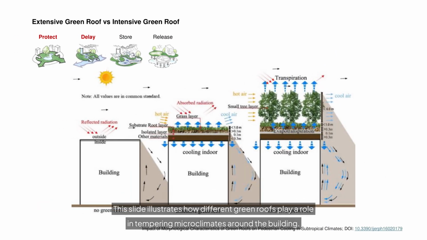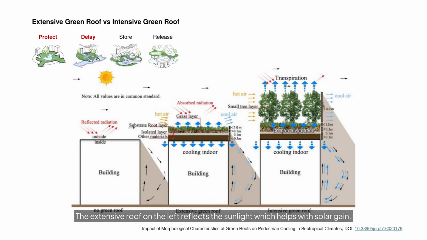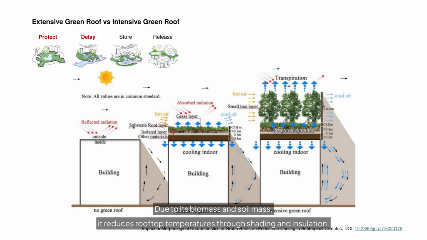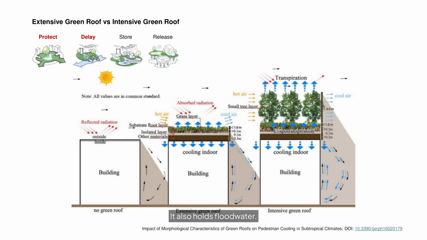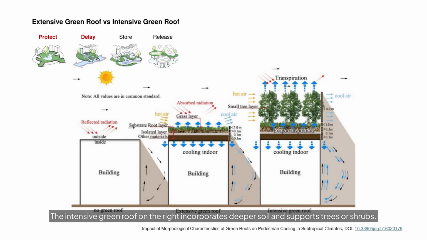This slide illustrates how different green roofs play a role in tempering microclimates around the building. The extensive roof on the left reflects the sunlight, which helps with solar gain. The center shows a semi-extensive green roof with a thin soil layer with low vegetation. Due to its biomass and soil mass, it reduces rooftop temperatures through shading and insulation. It also holds floodwater. The intensive green roof on the right incorporates deeper soil and supports trees or shrubs.